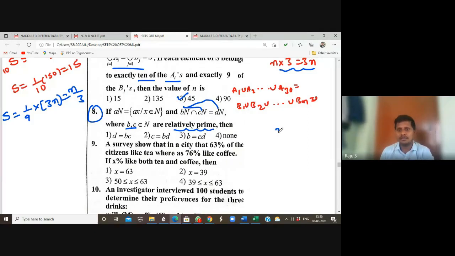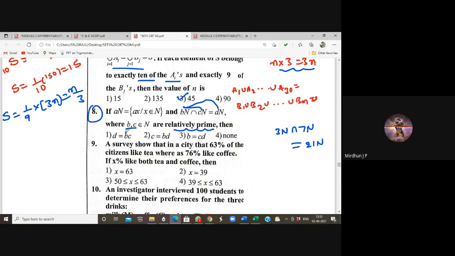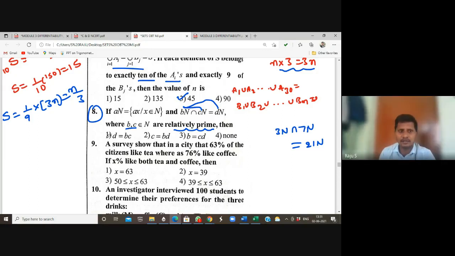In the previous class, we did 3n intersection 7n. This question: 3 into 7, 21. Am I right? Here B and C belong to natural numbers and are relatively prime, so we can take this multiplication. So for the 8th question, what is the correct option? First option is the correct answer.